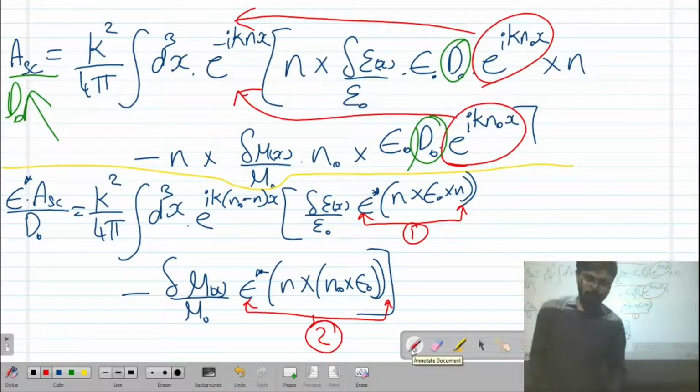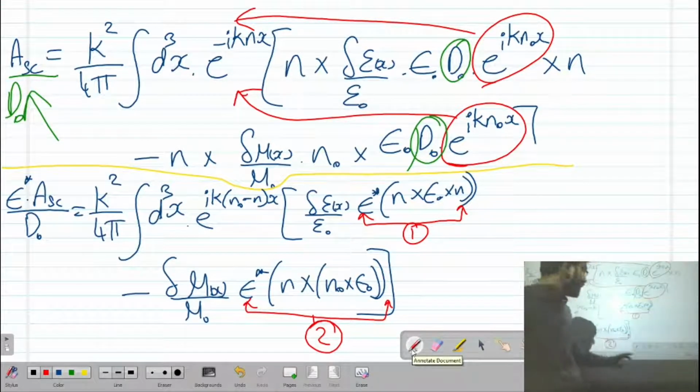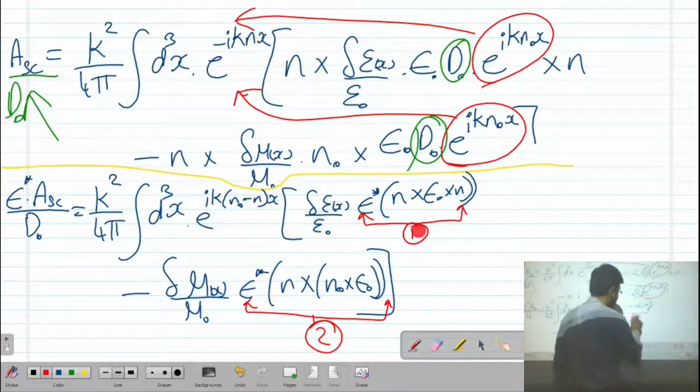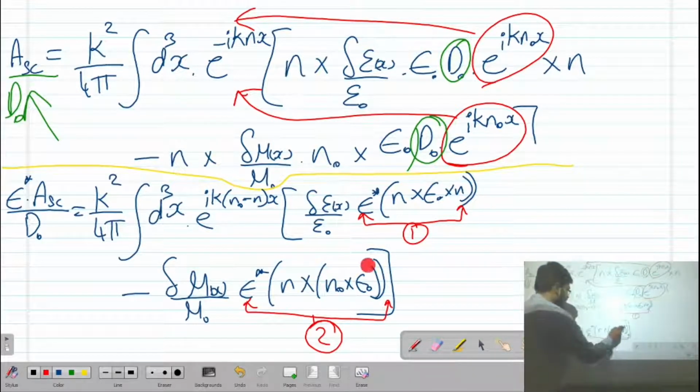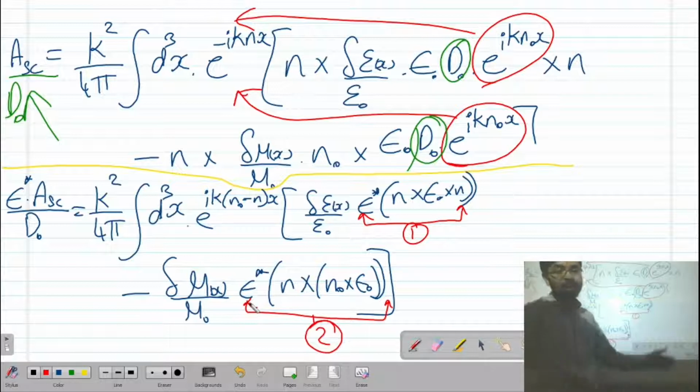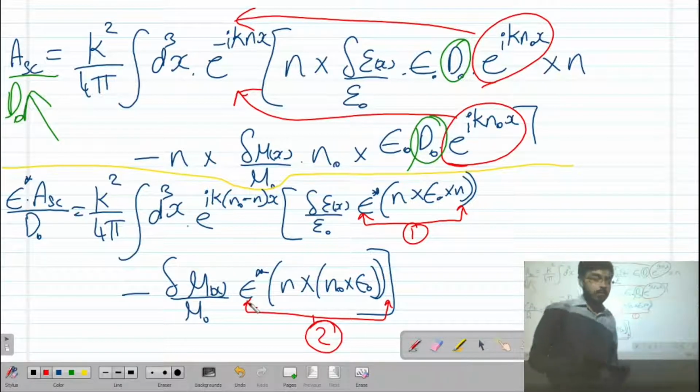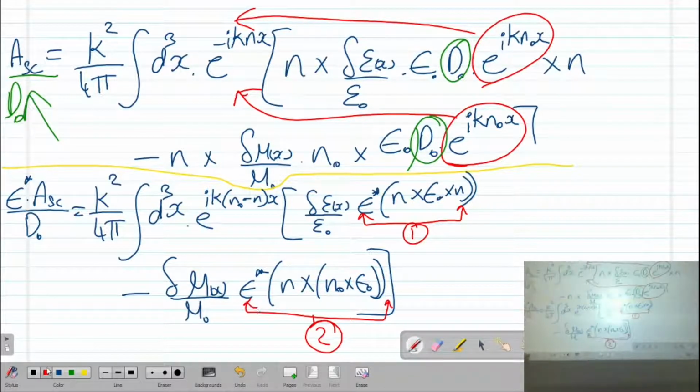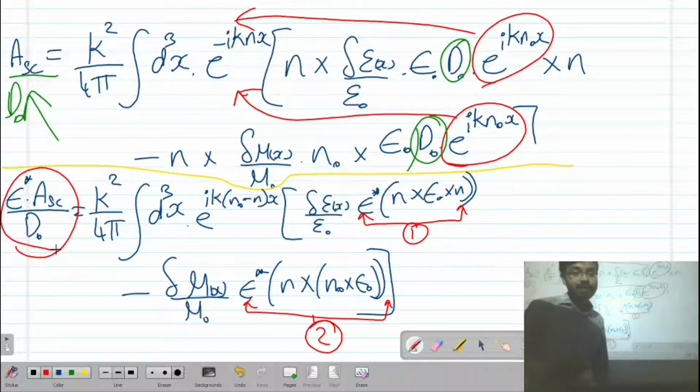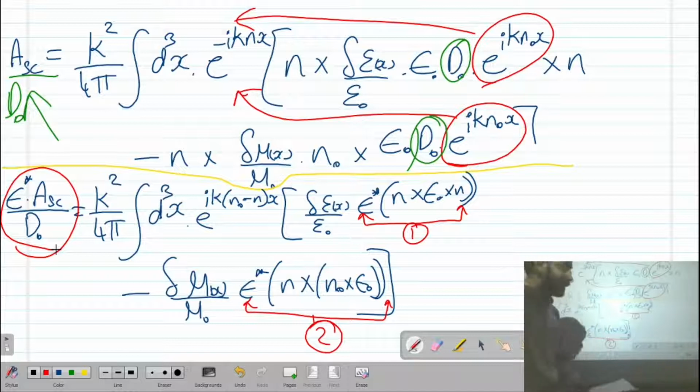So we will evaluate two parts. You can see we will evaluate these two parts, the first one and the second one, and then we will substitute the value inside this equation. We will finalize this equation. So let us evaluate part number 1.